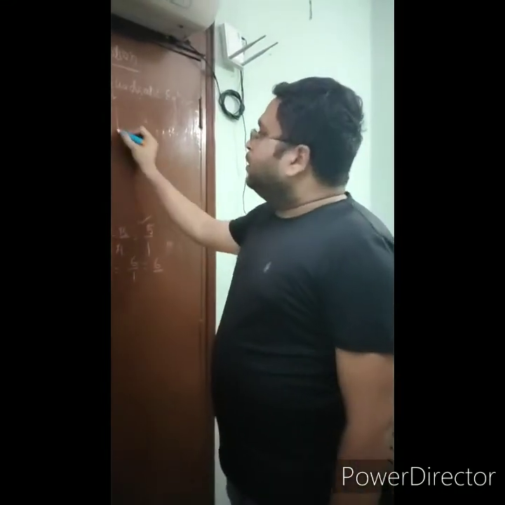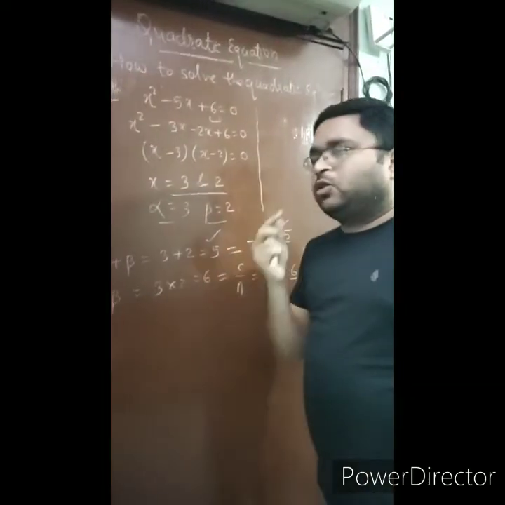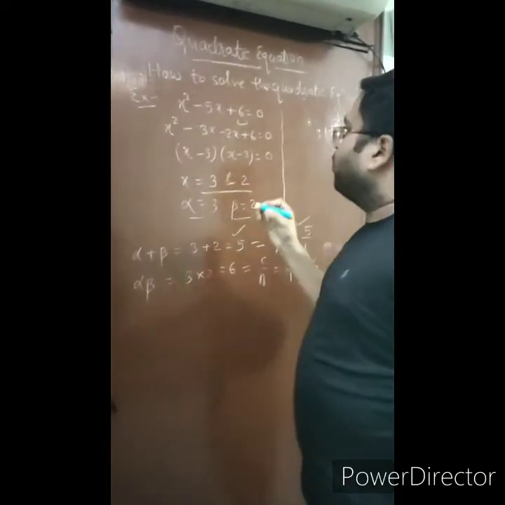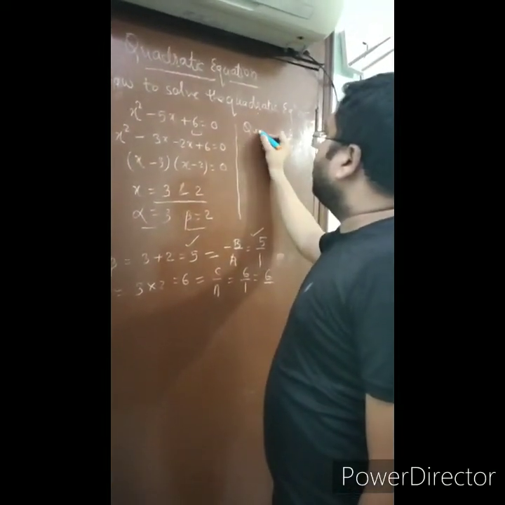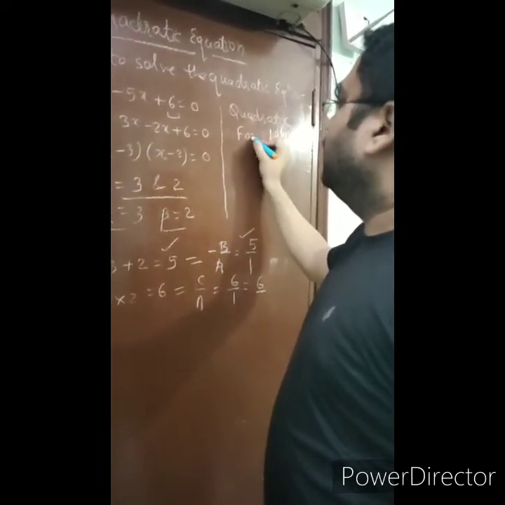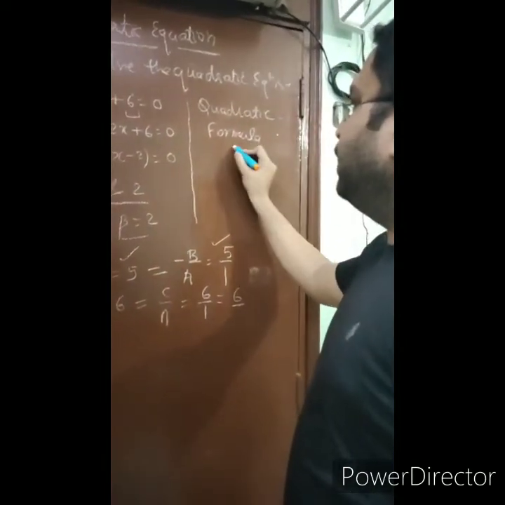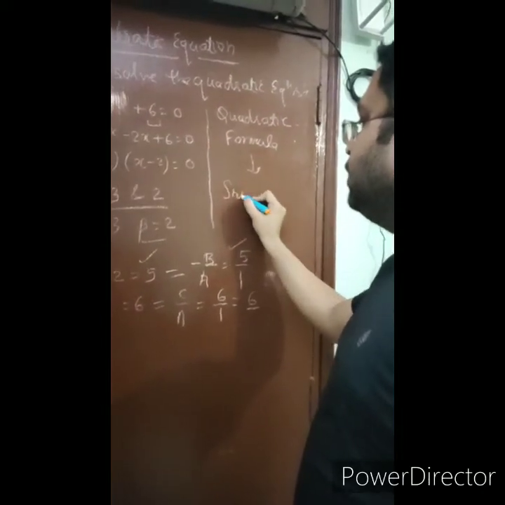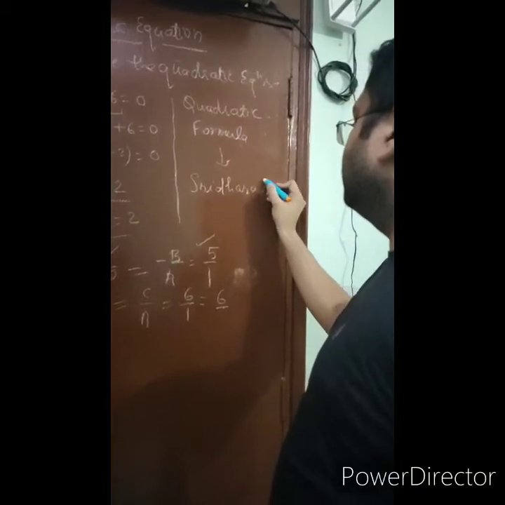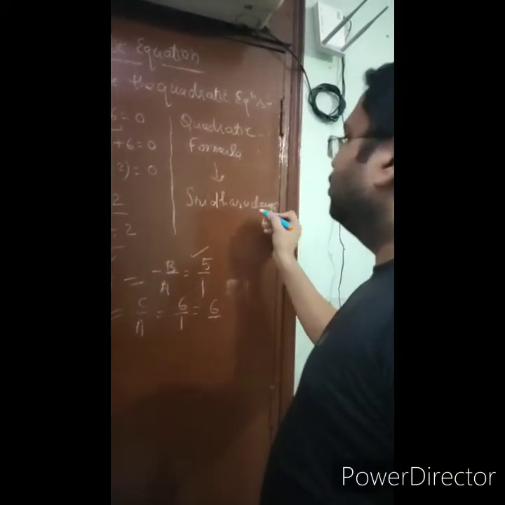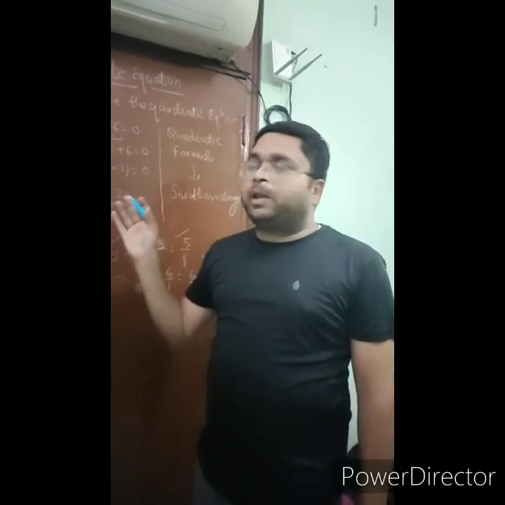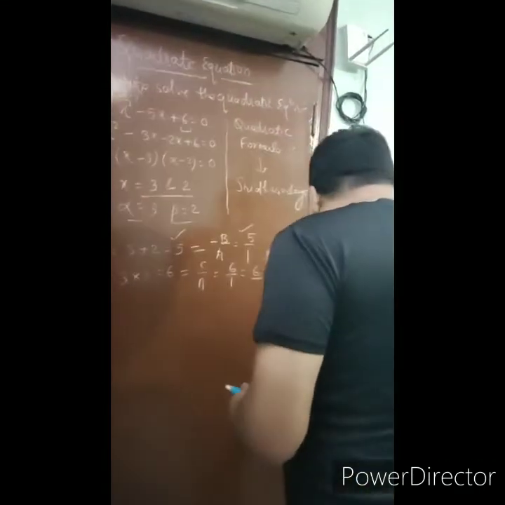The second thing is, if the factorization is not possible by splitting the middle term or any other identity, you can choose the quadratic formula to solve the equation. And now what is the quadratic formula? This formula was given by the Indian mathematician Sridharacharya. So this formula is also known as Sridharacharya formula. And how to apply this formula? See the blackboard.